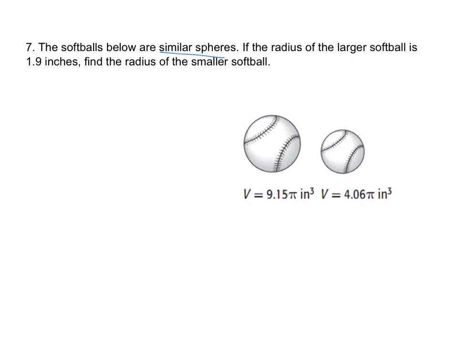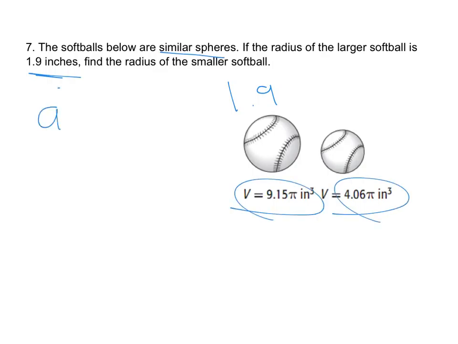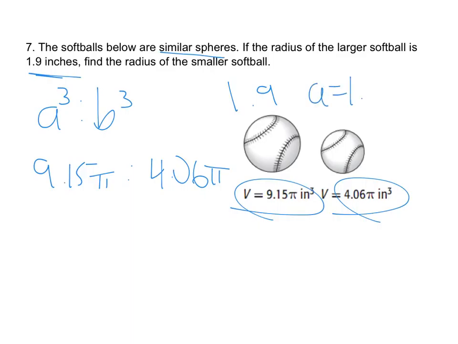Softballs below are similar spheres. The radius of the larger softball is 1.9. Find the radius of the smaller softball. So for the bigger one, the radius is 1.9. They give you volumes, and they're similar, so that means A cubed to B cubed. So the volumes are 9.15 pi and 4.06 pi. It's like A is 1.9. What's B?